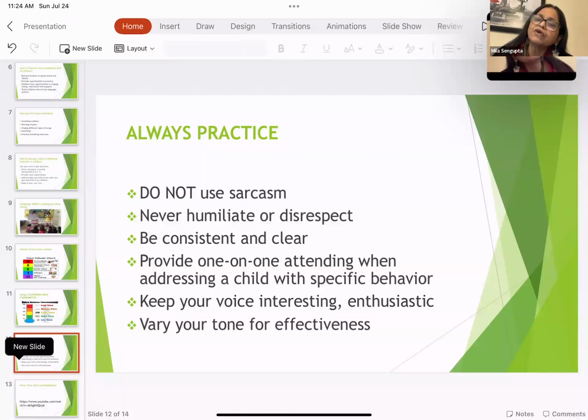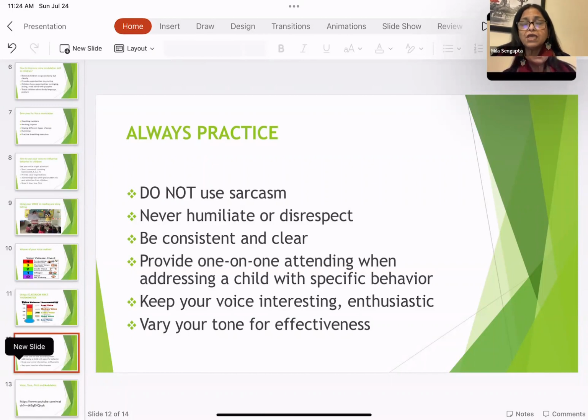It creates a lot of confusion, a lot of inconsistency, and it doesn't help the children. They will make choices that are not consistent because you are not clear in your expectations, and children are not getting enough practice also. Provide one-on-one attention when you are addressing a specific behavior from a child.